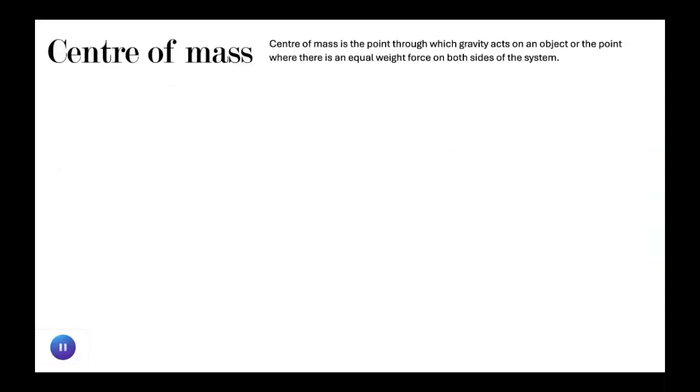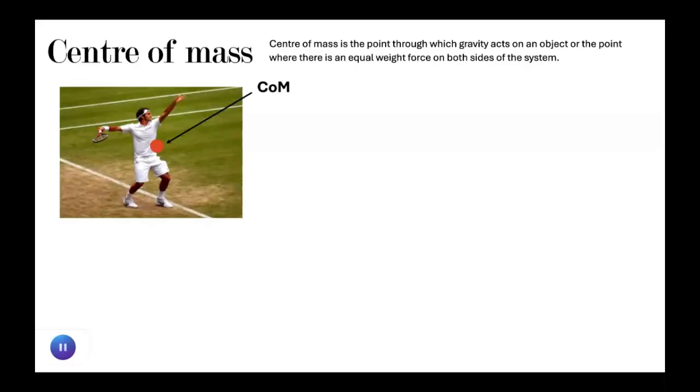Center of mass is a point through which gravity acts on an object, or the point where there is an equal weight force on both sides of the system. The center of mass exists in symmetrical objects such as balls and in asymmetrical shapes such as the human body. In symmetrical objects, the center of mass is located at a geometric center. However, in asymmetrical shapes, the center of mass changes according to the position of the body.